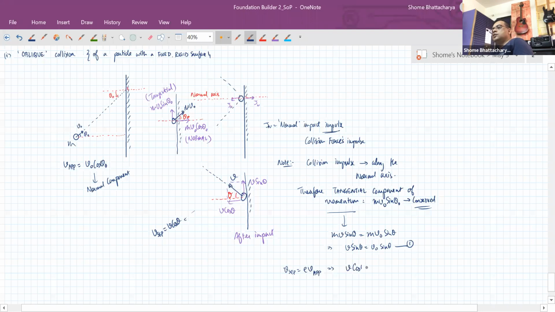So v cos theta becomes E times v naught cos theta naught. That becomes our second equation, where again E is equal to 1 for perfectly elastic, E is between 0 and 1 for inelastic or partially inelastic, and E is equal to 0 for perfectly inelastic. So just make a note of these equations.